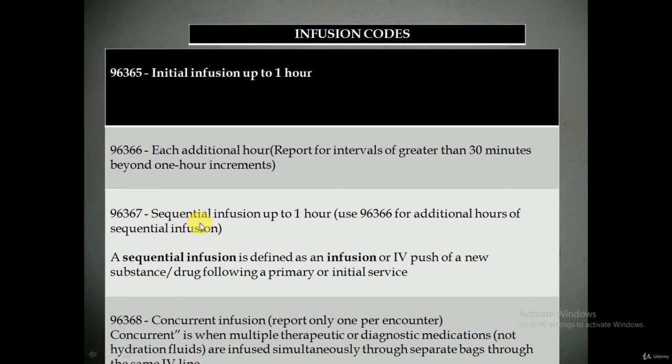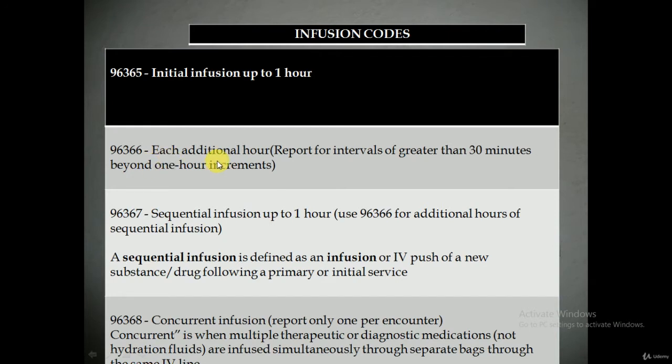96367, it is sequential infusion up to 1 hour. So what is the sequential infusion? It is when a new drug is given to the patient following the initial or primary service. This is the initial service, right? Following this initial, suppose a new drug is running. Drug A is the initial drug, running from 9 to 10. Suppose a new drug, drug B, is running. Drug B is a new drug. So if it is running after 9 to 10, that means from 10 to 11, drug B, it's nothing but the sequential infusion. This is different and this is different. For the additional hours we have to code this. If the same drug is running continuously for 1 or 2 hours, we have to code this.